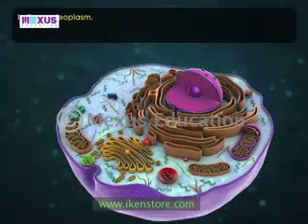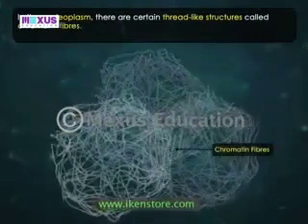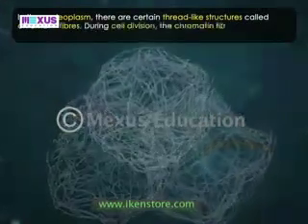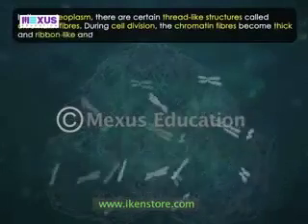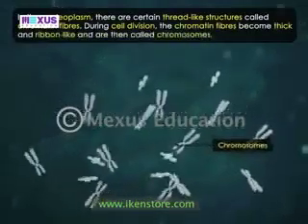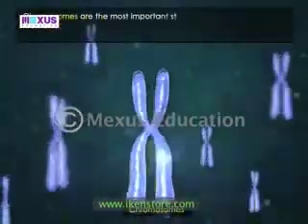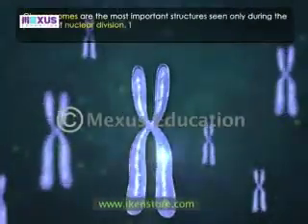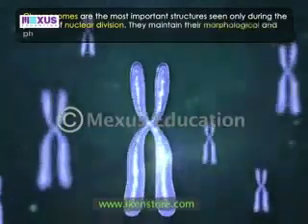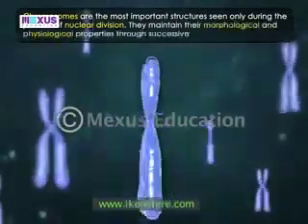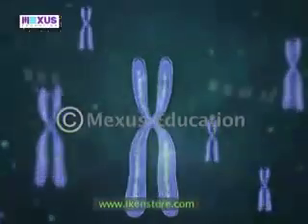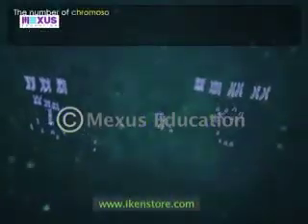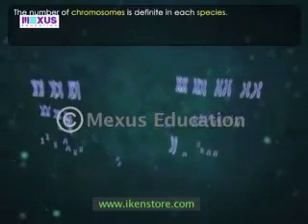In the nucleoplasm, there are certain thread-like structures called chromatin fibers. During cell division, the chromatin fibers become thick and ribbon-like and are then called chromosomes. Chromosomes are the most important structures seen only during the process of nuclear division. They maintain their morphological and physiological properties through successive divisions. The number of chromosomes is definite in each species.